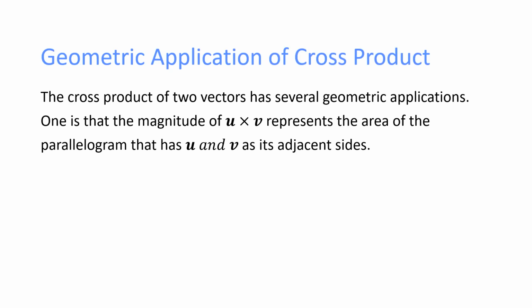Geometric application of cross product. The cross product of two vectors has several geometric applications. One is that the magnitude of u cross v represents the area of the parallelogram that has u and v as its adjacent sides.